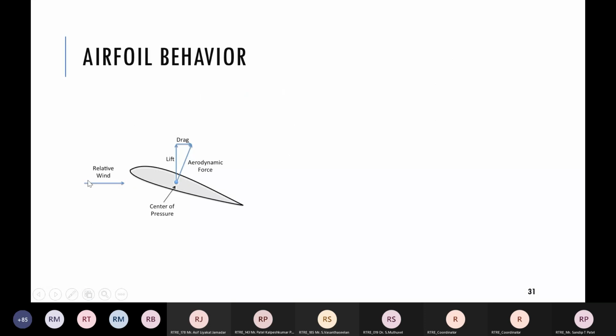There is a wind, relative wind. Why we call it relative wind, I'll explain later on. Due to that, there is some lift force and there is some drag force, and the resultant force is the total aerodynamic force. We can represent it on a center of pressure. We can calculate it on a center of pressure.